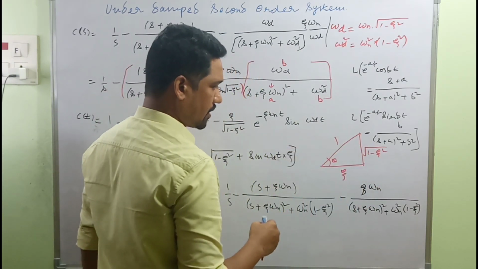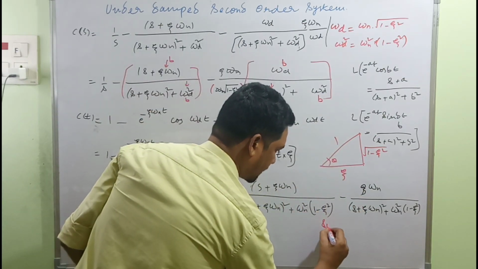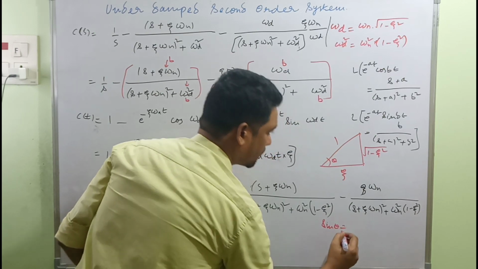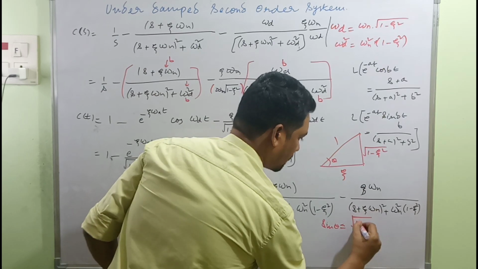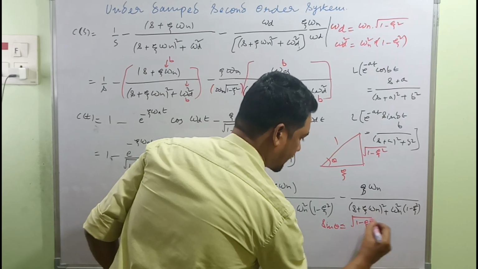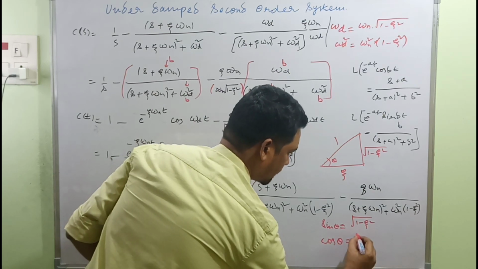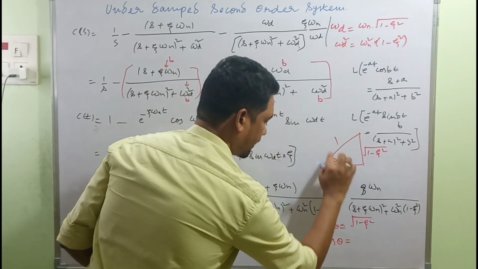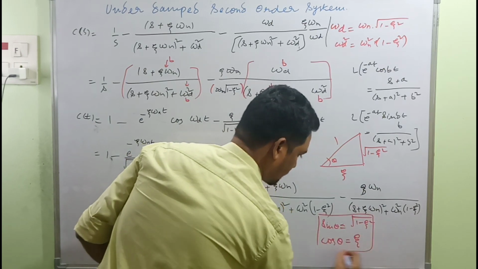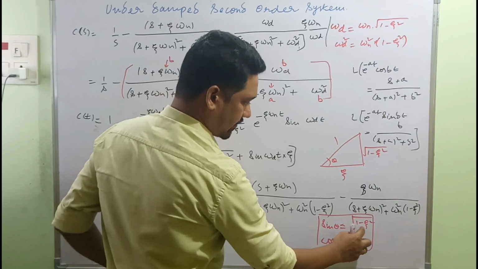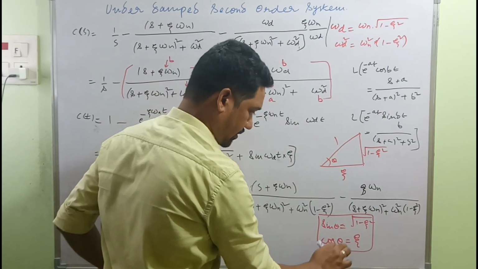Now from here, what will be our sine theta? Sine theta will be equal to opposite by hypotenuse, right? So that will be under root 1 minus zeta square. And what will be our cos theta? Cos theta will be equal to adjacent upon hypotenuse, so that will be simply zeta. Guys, these are the values. In the sense, under root 1 minus zeta square will be equal to sine theta, and zeta will be cos theta.